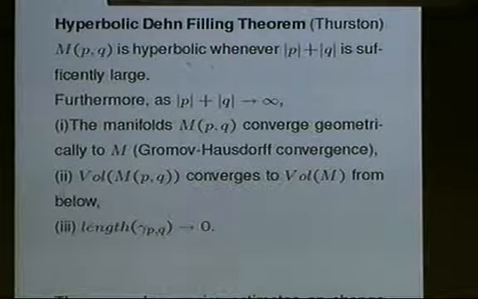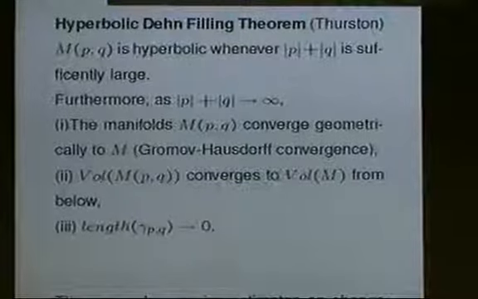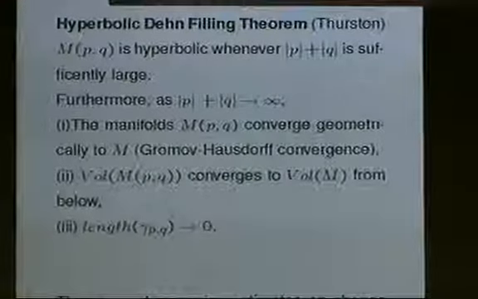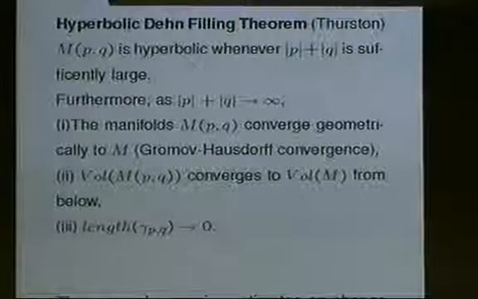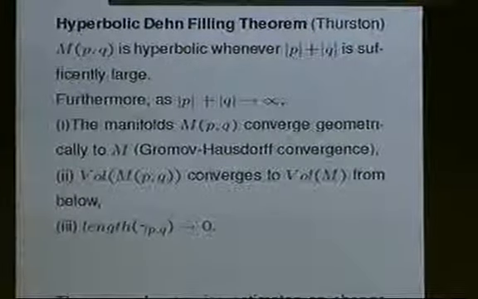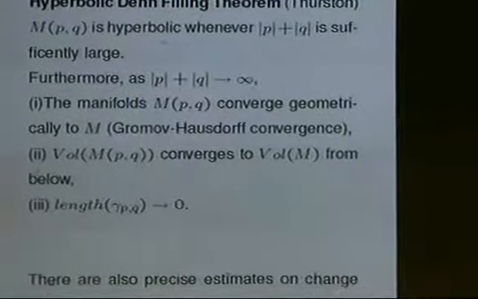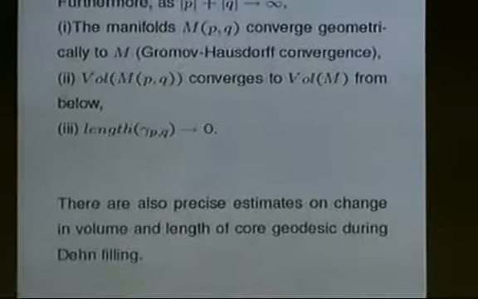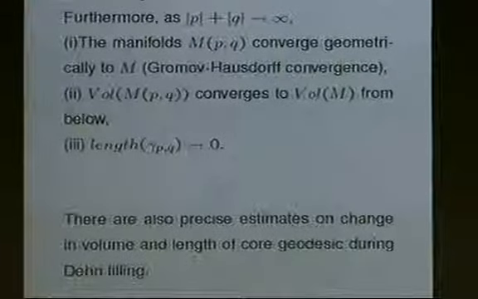But now you can say a lot more about how this occurs. In fact, if you look at the manifolds M_PQ, they actually converge geometrically to the cusp manifold M. This is in the same sense that Professor Ishiko was talking about: Gromov-Hausdorff convergence. You imagine that the core geodesic gets shorter and shorter, it moves further and further away from some fixed point in the manifold, and in the limit a cusp develops. So there's this nice picture of geometric convergence to the cusp manifold.